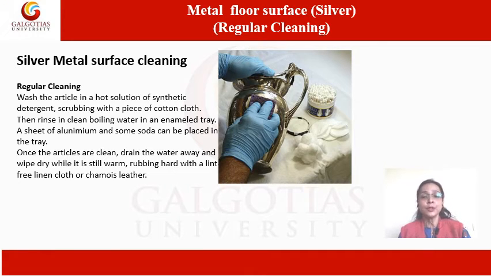As I just showed you in that video, wherein baking soda and hot water acted as the cleaning agents for cleaning that particular silver coin which had tarnished, the same methodology can be applied to complete this regular cleaning method. Once the articles are clean, drain the water away and wipe dry while still warm, rubbing hard with a lint-free linen cloth or chamois leather.